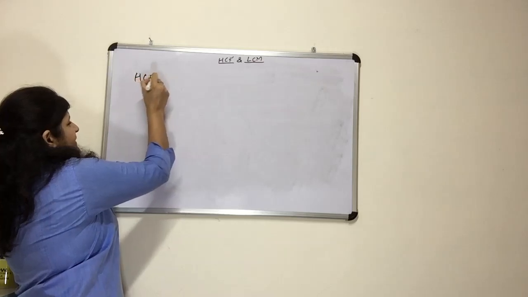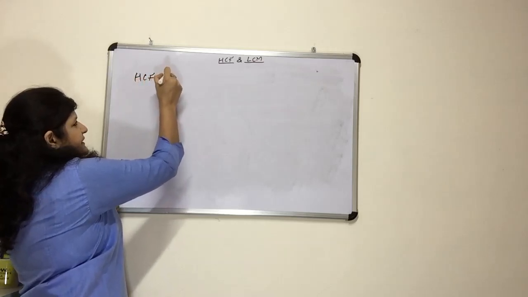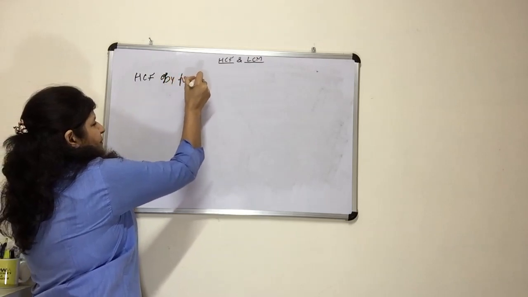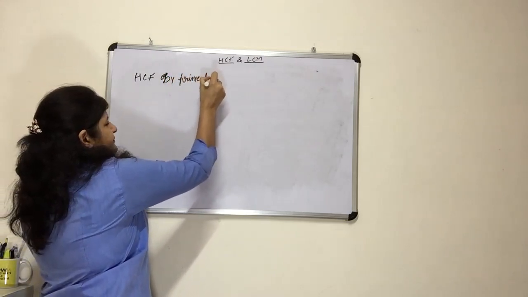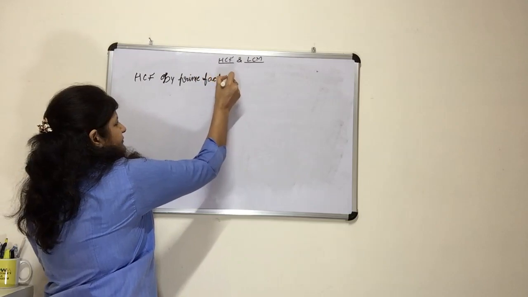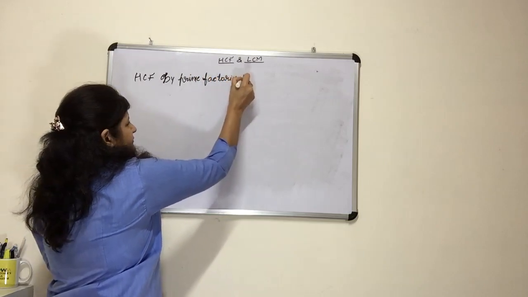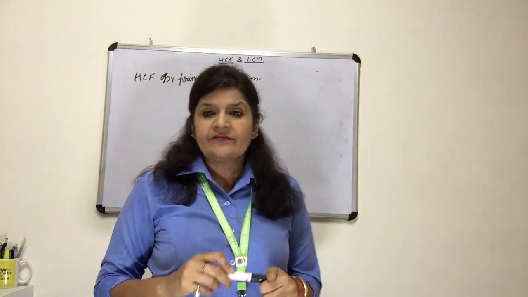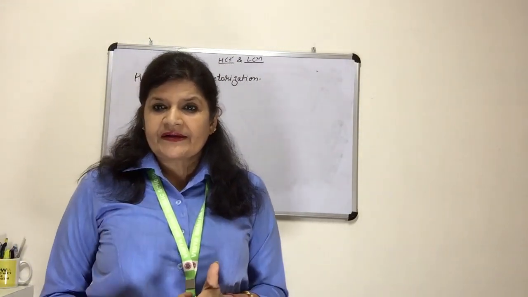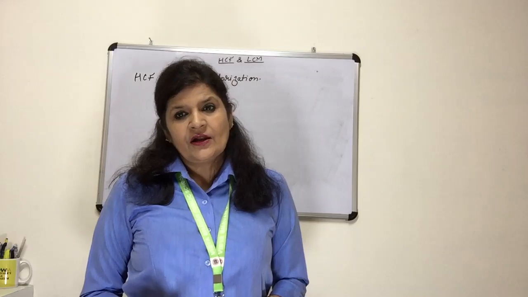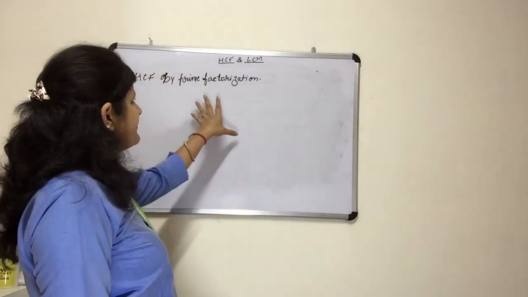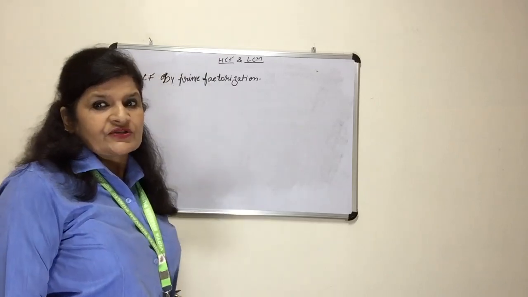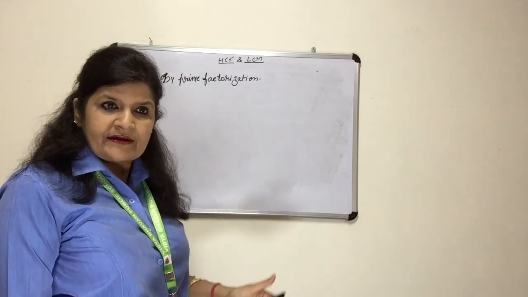So the first method of HCF is HCF by prime factorization. We can find out the HCF by two methods. One is prime factorization and the other is long division method. So first of all we will do the HCF by prime factorization method. Let us take an example to make the concept clear.